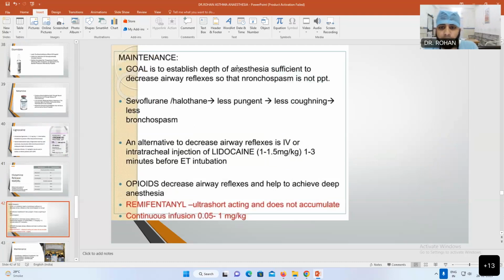Coming to the maintenance of anesthesia, the goal is to establish a depth of anesthesia sufficient to decrease airway reflexes, so as to avoid bronchospasm. So we can use sevoflurane or halothane, since both of these inhalation agents are less pungent, and they produce less cough and less risk of bronchospasm.